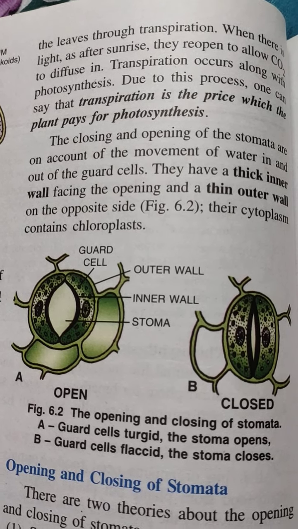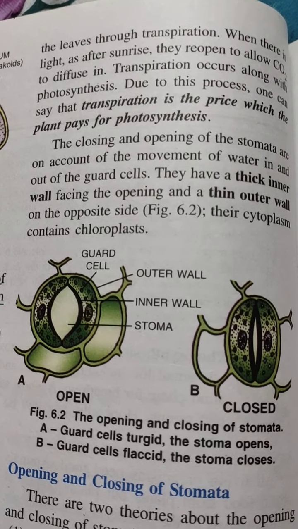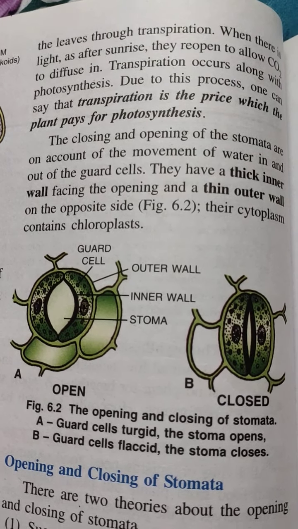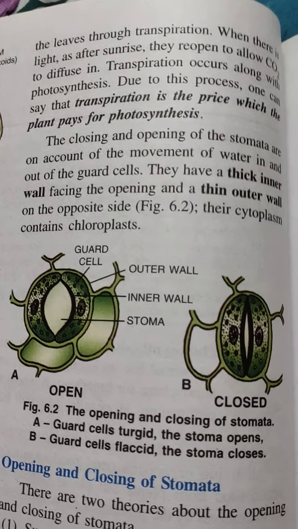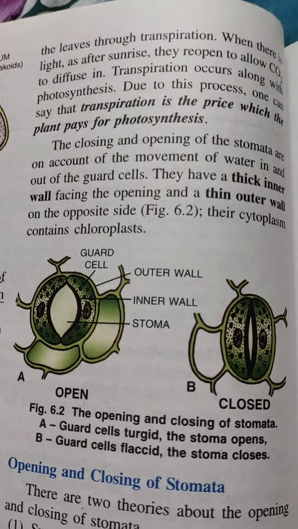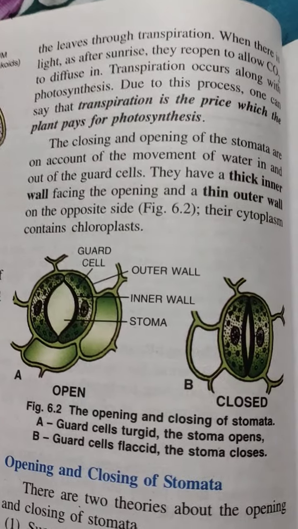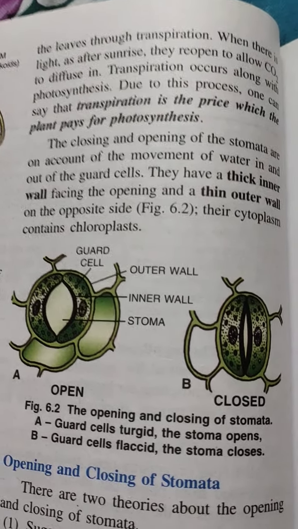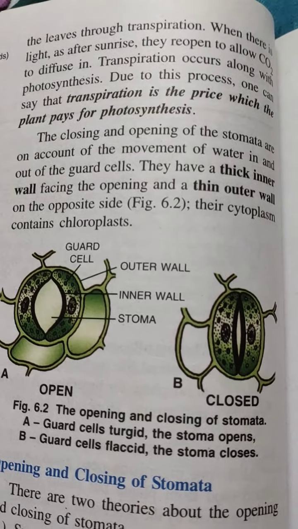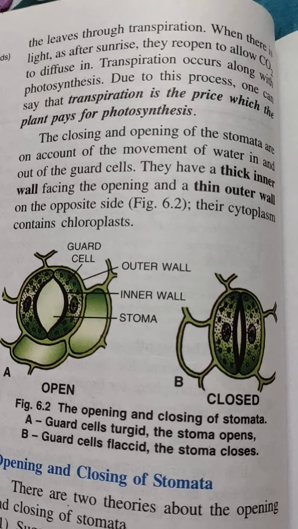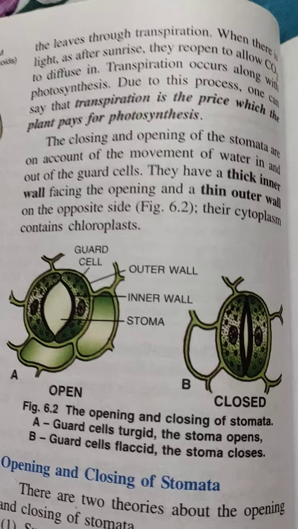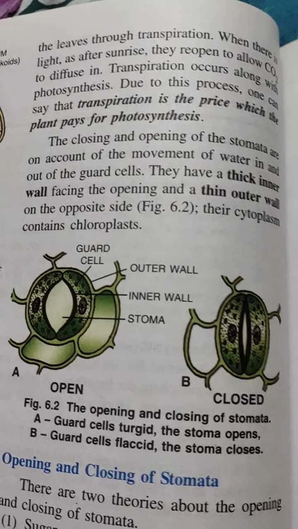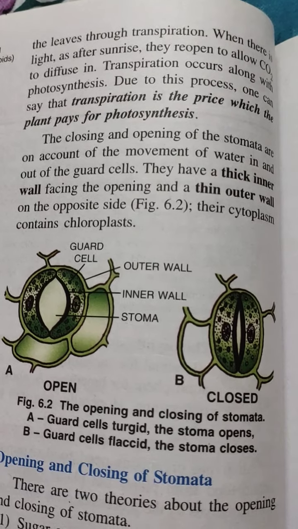Transpiration occurs along with photosynthesis. Due to this, one can say that transpiration is the price which the plant pays for photosynthesis, because transpiration can occur only when the stomata are open, and they open because of photosynthesis. Photosynthesis is necessary for the plant, because plants need to manufacture food for themselves.